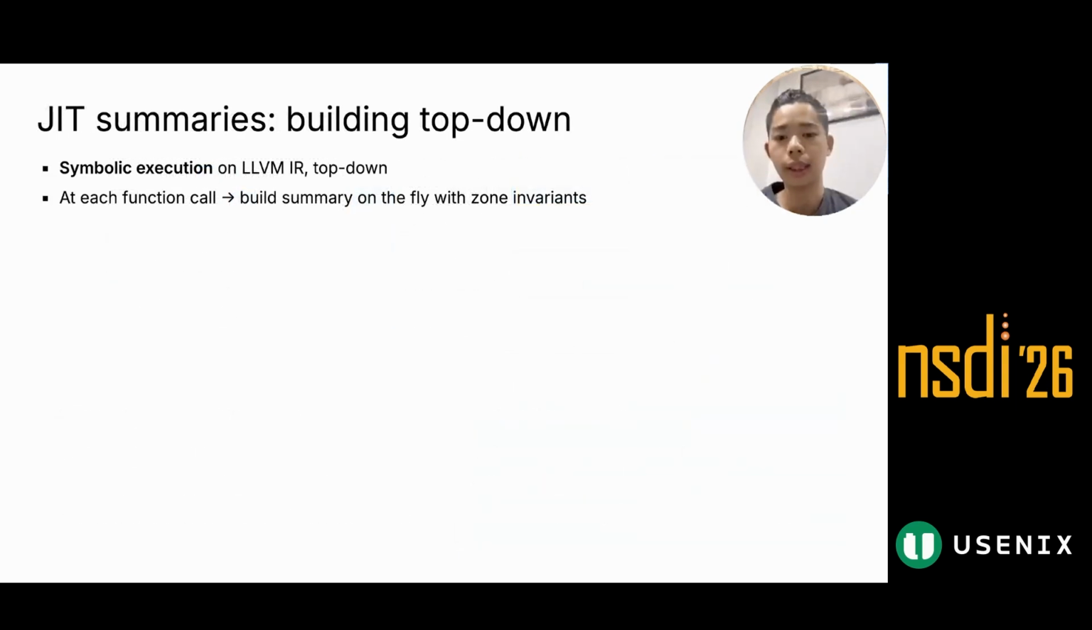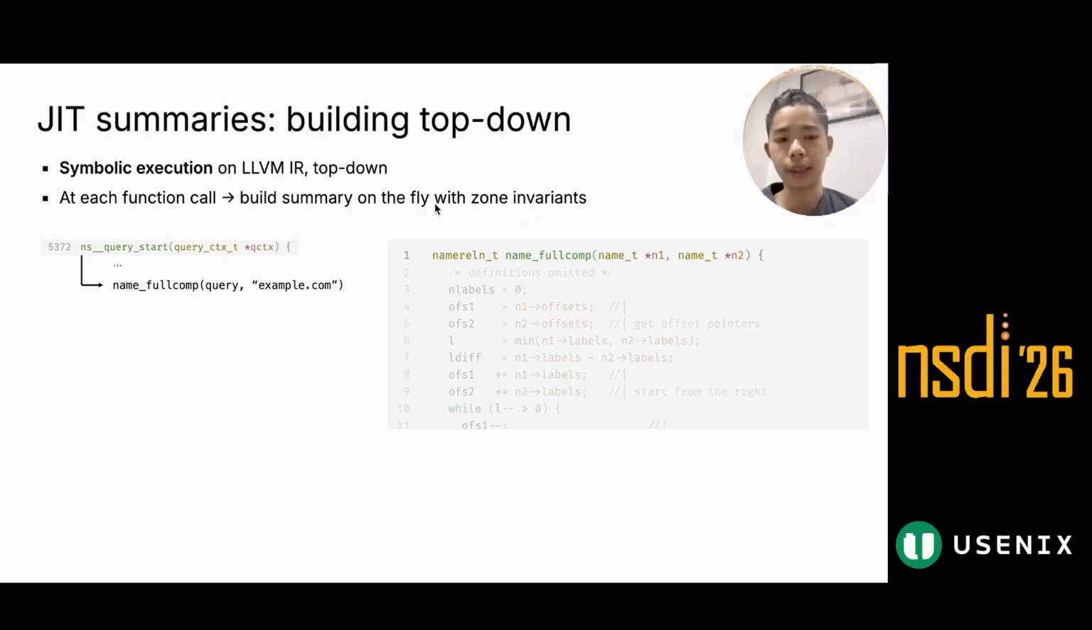So how does Iceberg actually build these summaries? It performs symbolic execution on the LLVM IR of the target engine, starting from the entry point. As it walks the code and encounters function calls, it builds summaries for them on the fly, with zone invariants in hand. Let's go back to our name comparison example.